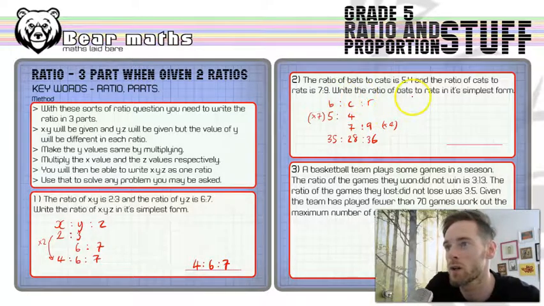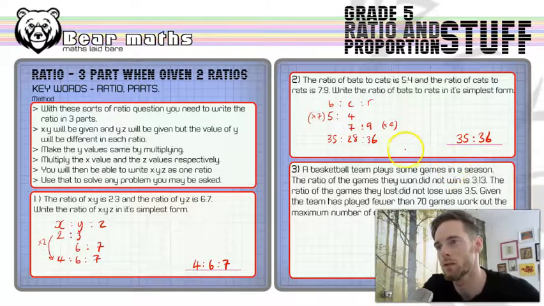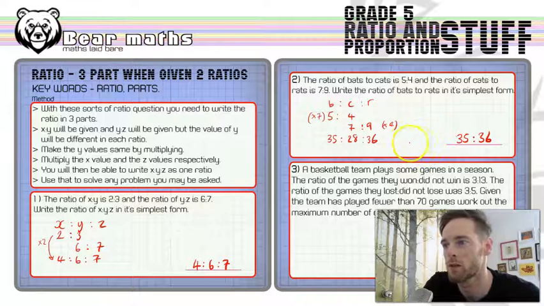Then we have to write the ratio of bats to rats. So bats is 35, rats is 36, and that's in its simplest form already. So 35 to 36 would be the answer. So it's just a case of multiplying both the ratios to get what we needed in the three-part ratio there, and then choosing the ones that we needed out of it and putting them together.